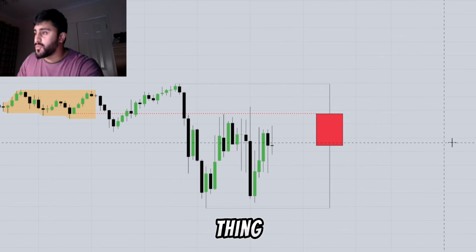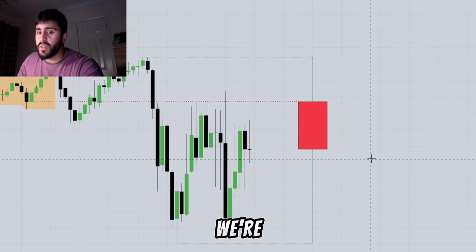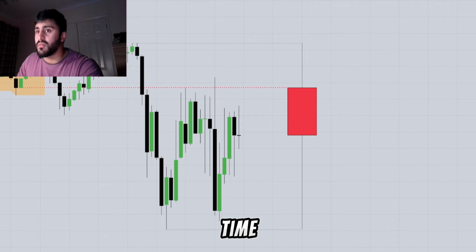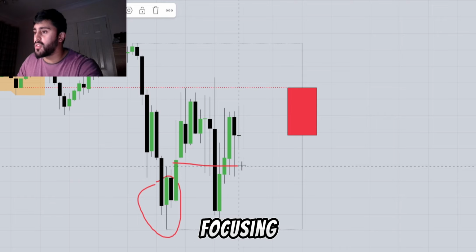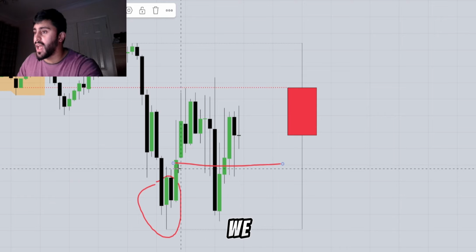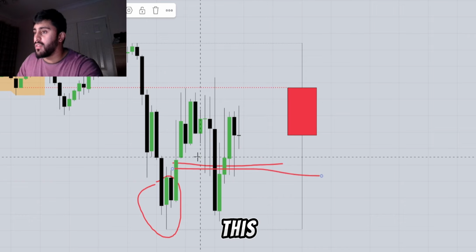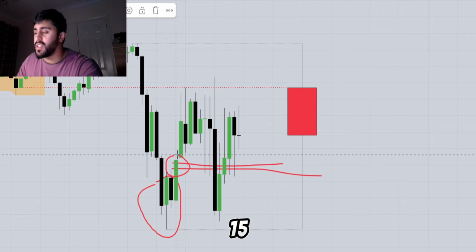So that's the first thing. That's the second thing. Now, the third thing is we're looking at the power of three on the daily time frame. It's the same concept as the weekly time frame. This region over here is below the daily opening, and we're going to be focusing on this region because we have a fair value gap over here. This is our inefficiency. This is our 15-minute fair value gap. So this is the 15-minute time frame.